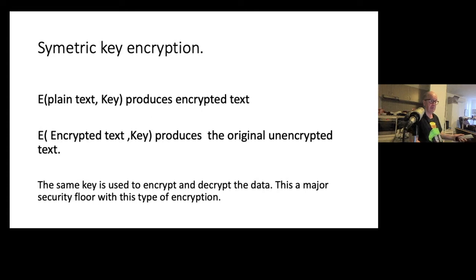Symmetric key encryption uses a key K and an encryption process E. It applies the encryption process to the key K and the unencrypted text to get the encrypted text. It similarly applies the key K and the encryption process E to the encrypted text to get the unencrypted text. The same key is used to encrypt and decrypt the data.